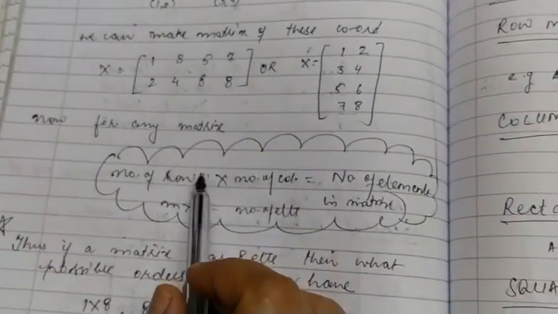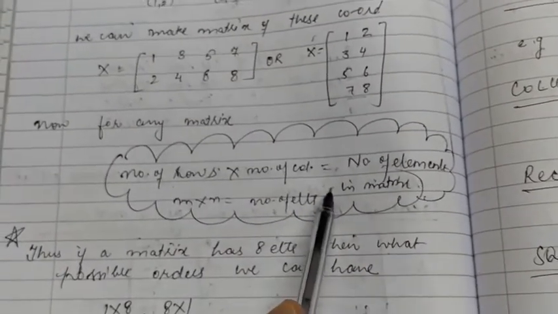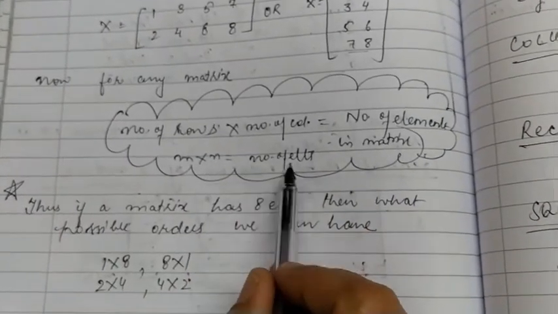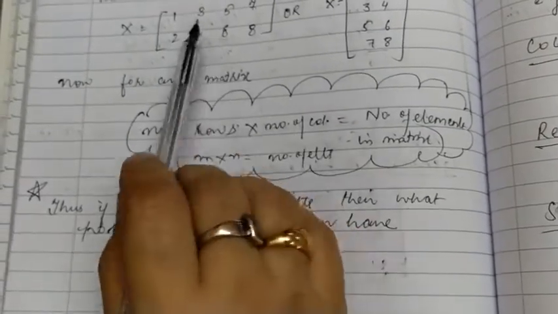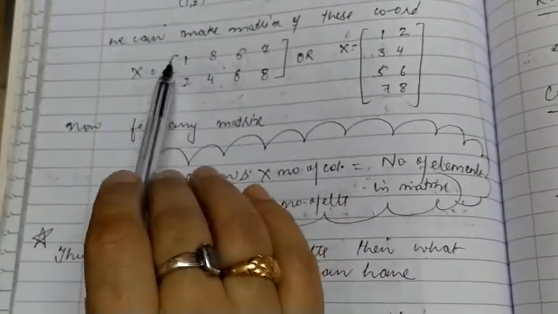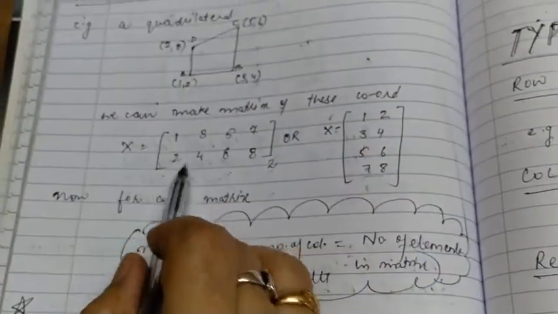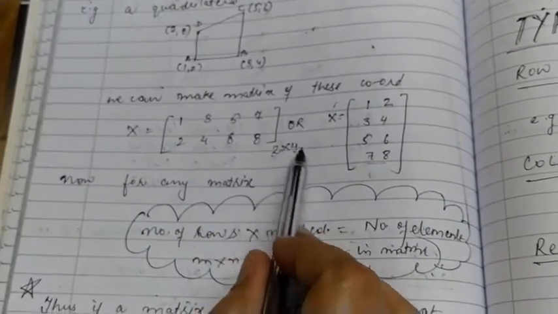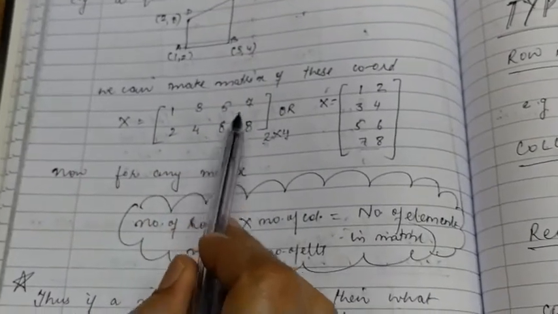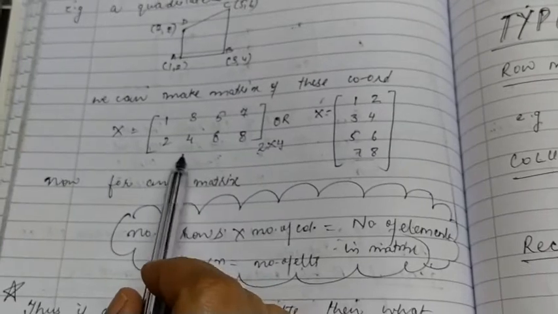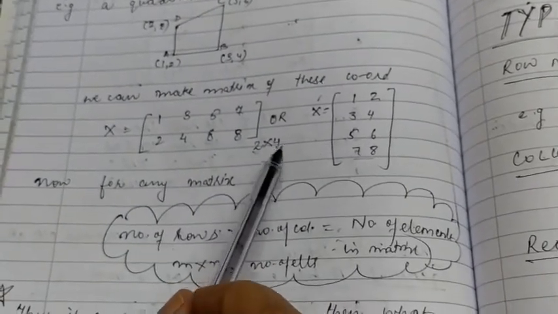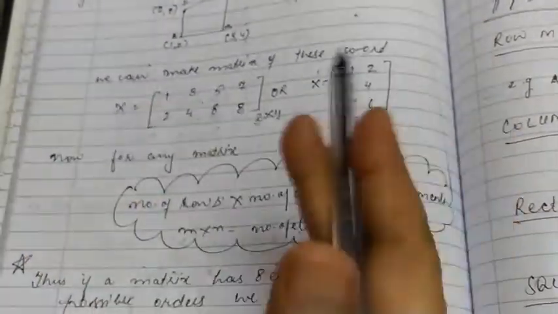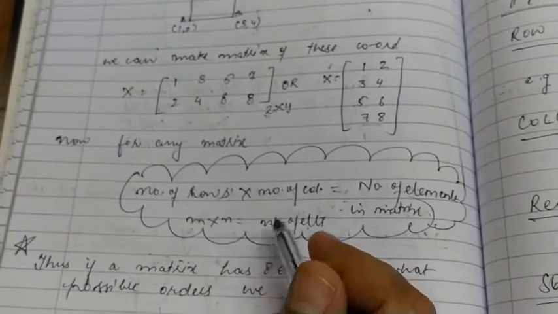So now for any matrix, number of rows into number of columns is equal to the number of elements in a matrix. Meaning m into n is equal to the number of elements. Now see, if I take this same example, how many rows are there? 2 rows. How many columns? 4 columns. So 2 into 4 is 8. So it means the number of elements should be 8: 1 2 3 4 5 6 7 8. Is this clear? This way, if we are given the order, we can find the number of elements it has, and if we have the number of elements, we can find how many rows or columns, what might be the order of the matrix.